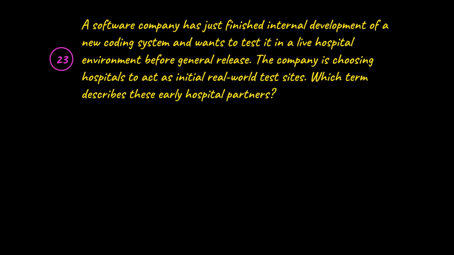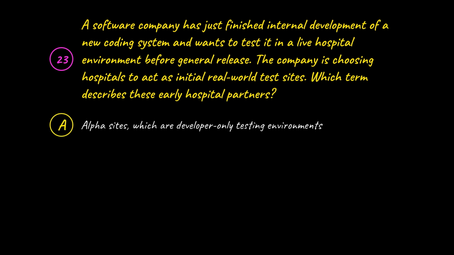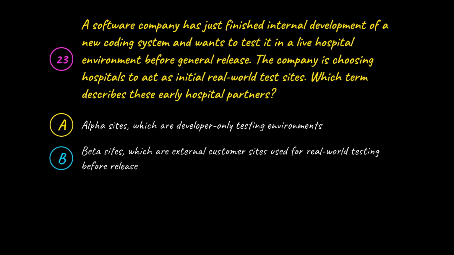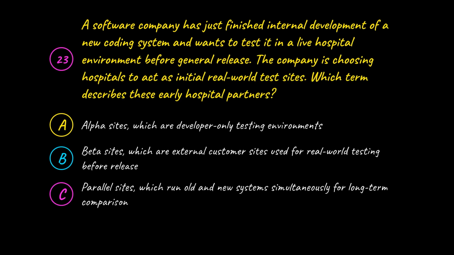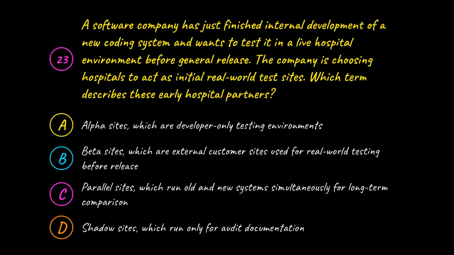Your options are A. Alpha sites, which are developer-only testing environments. B. Beta sites, which are external customer sites used for real-world testing before release. C. Parallel sites, which run old and new systems simultaneously for long-term comparison. D. Shadow sites, which run only for audit documentation. Don't overthink it. Which one feels right?